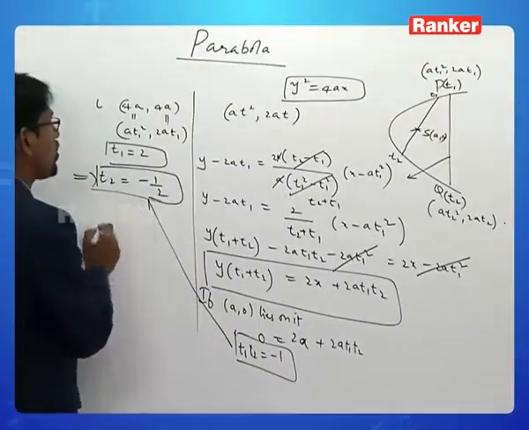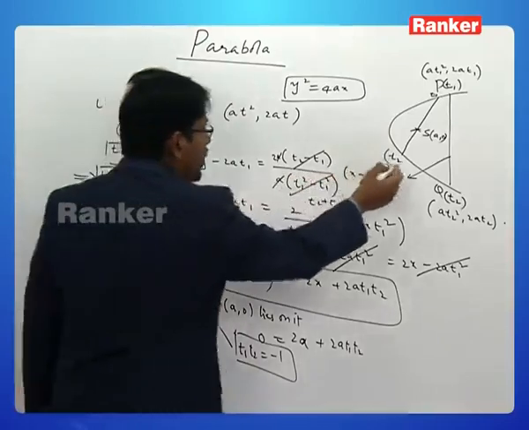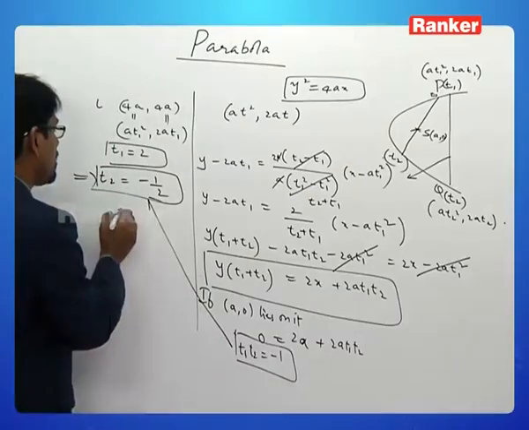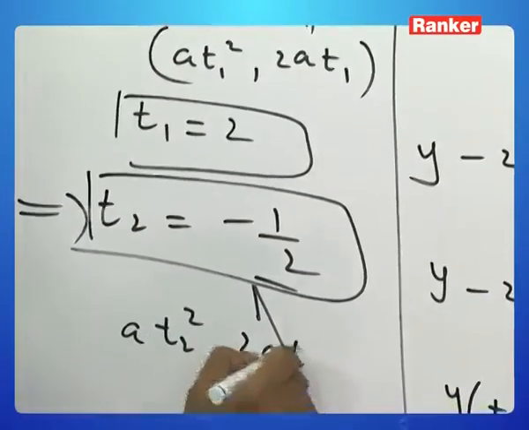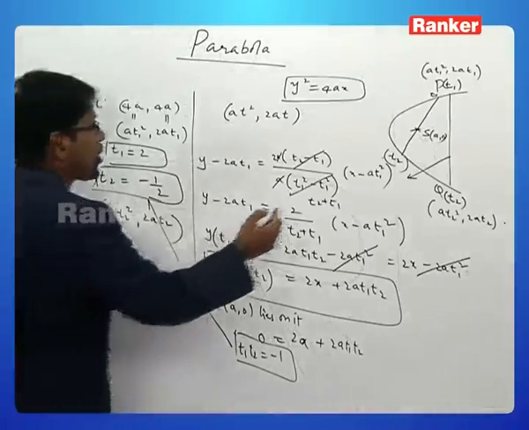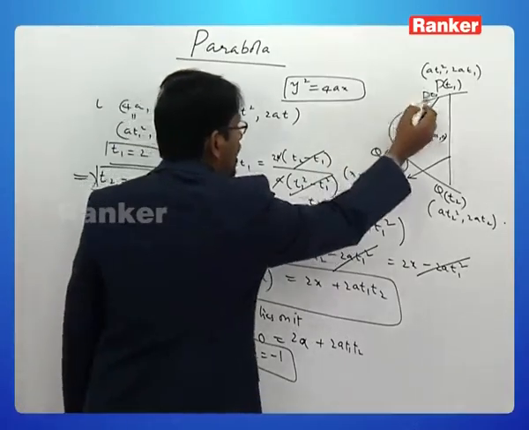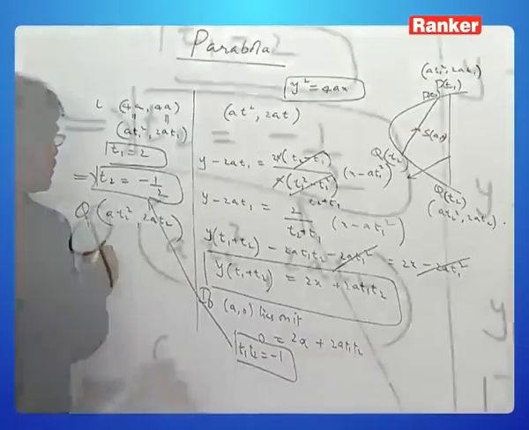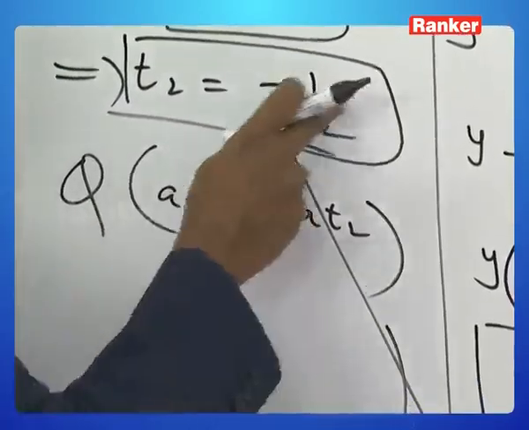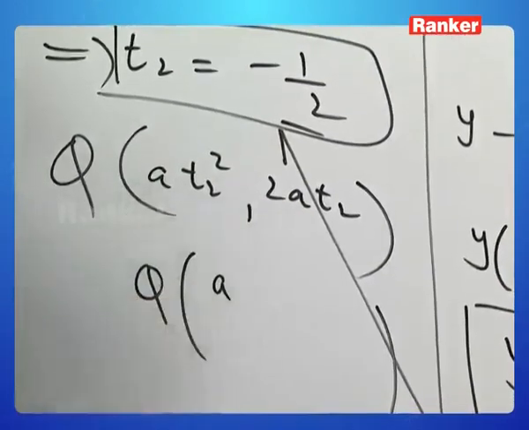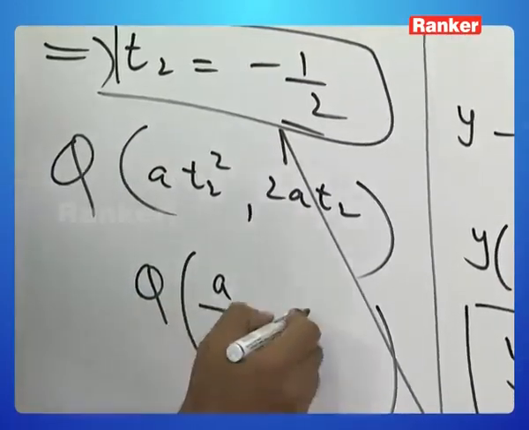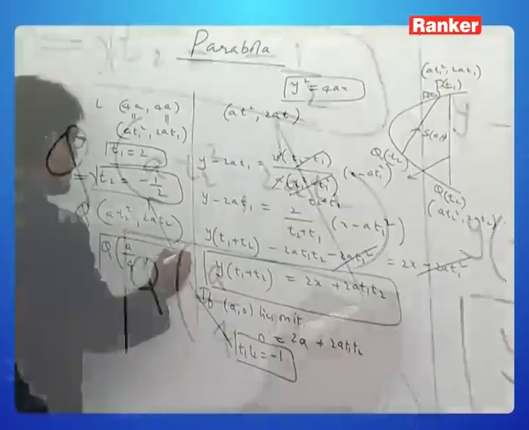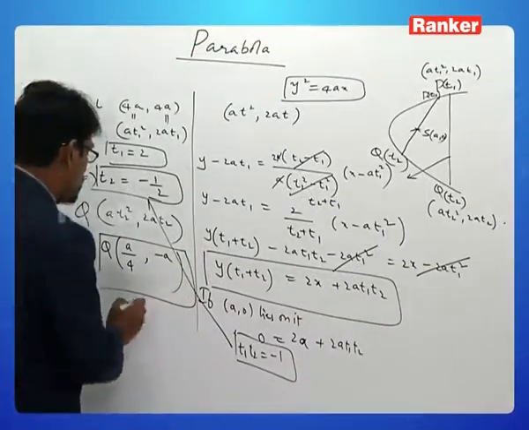So if t2 is minus 1 by 2, what are the coordinates of the other end? at2 square comma 2at2 are the coordinates of the other point. Let's call this P and this Q. So what are the Q coordinates? Instead of t2 I can write minus 1 by 2, that is a by 4 comma minus a, and that is clearly appearing in option 2. So option 2 is the right answer.